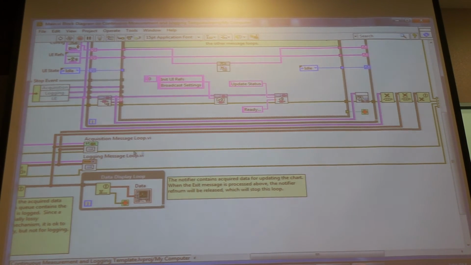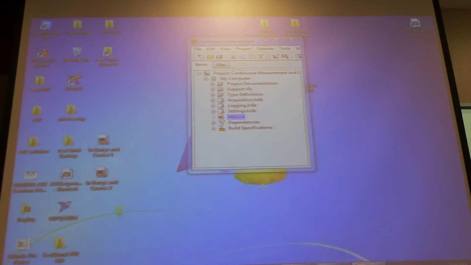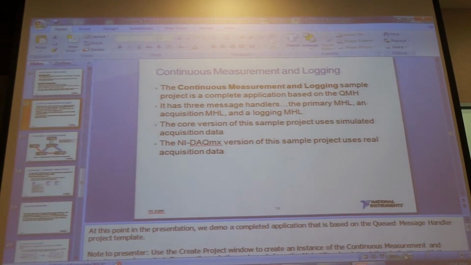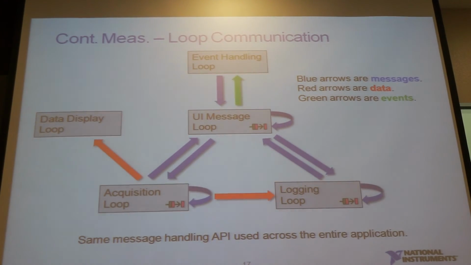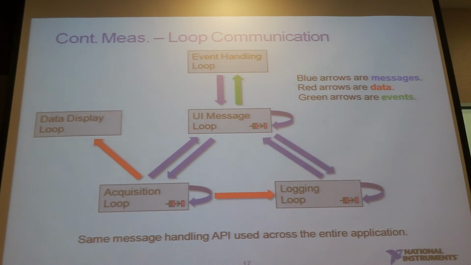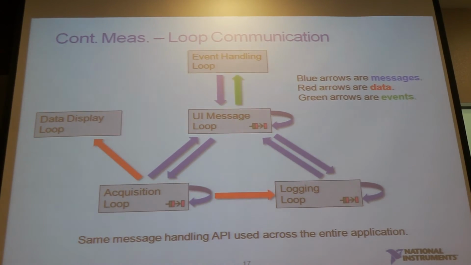So how does this work with one another? We'll go back to this in a bit. I want to discuss something first. This is how it's supposed to look and how they are communicating with one another. You have an event handling loop at the top that handles all your UI events, which then sends a message to a primary message handling loop. In this case, it is the UI message loop.